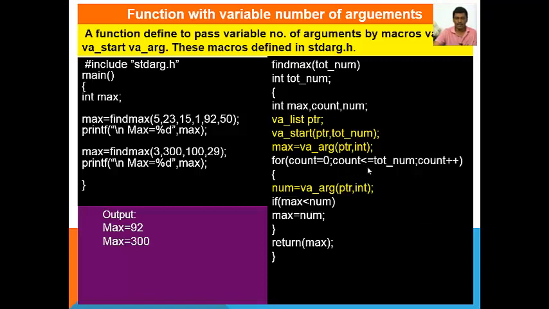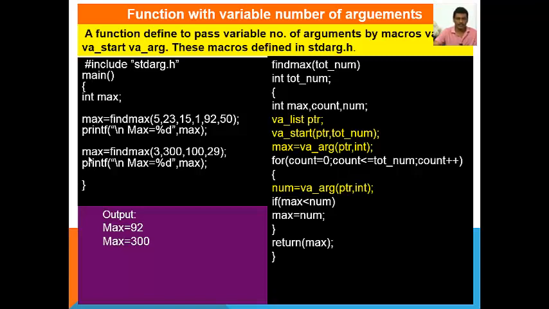The for loop condition is now false, so it comes out of the loop. Then it returns max. What is the value of max? 92. So it returns the maximum value of that sequence. So it returns 92, and the control is transferred to the main function. That 92 is assigned to max. It displays max equal to 92.